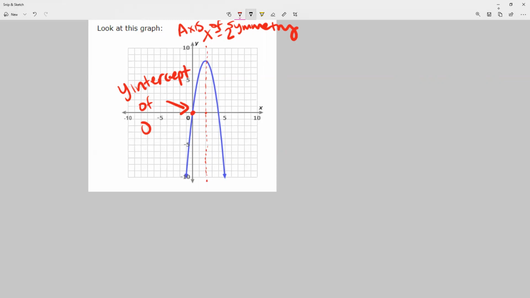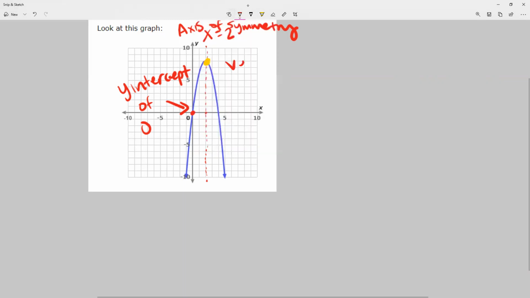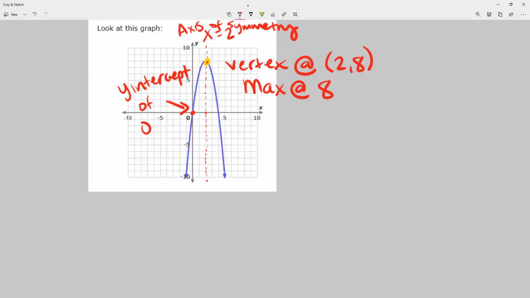And then it looks like it also has a vertex at this point here, which is 2, 8. And because of the way it's shaped, that means it has a max at 8, this number, right? So the maximum here is at 8.